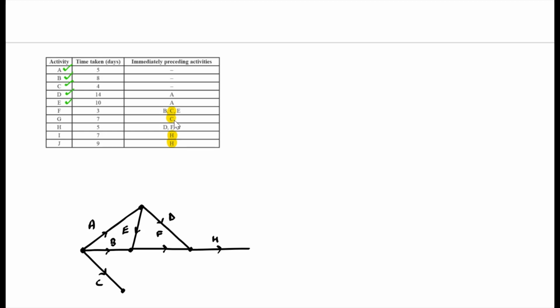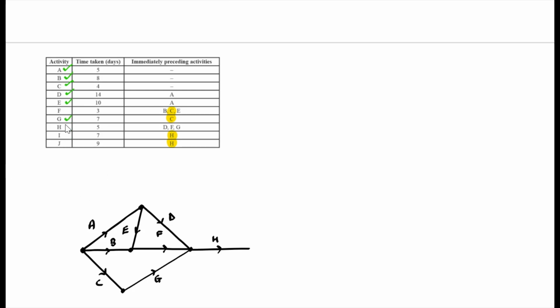And if we take a look at G, G depends on C. So G can start when C finishes. In terms of what depends on G, H depends on G to be completed, and G depends on C to be completed. So we can connect these two together. So here we have G. Okay, so this is activity G done.